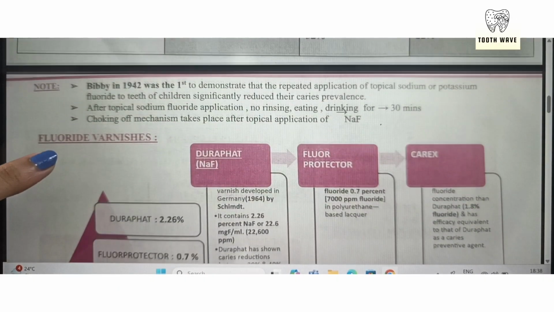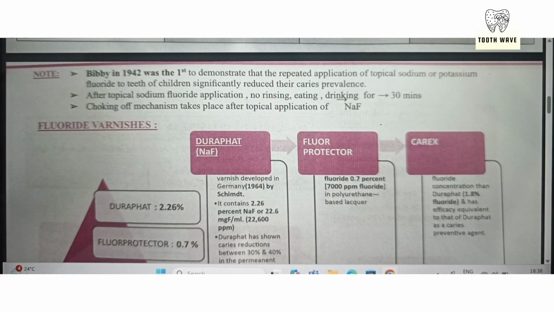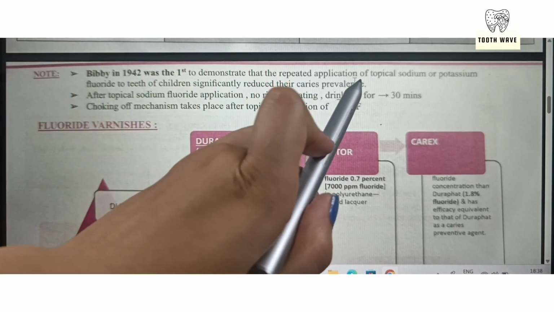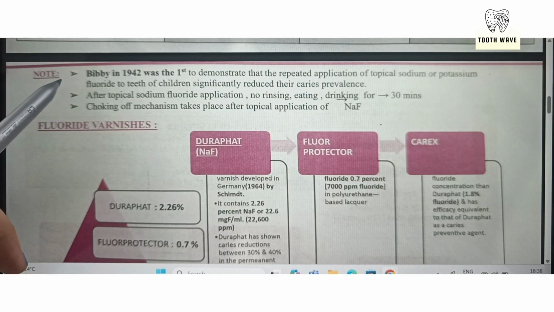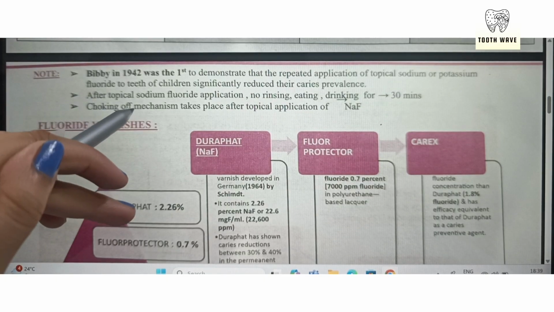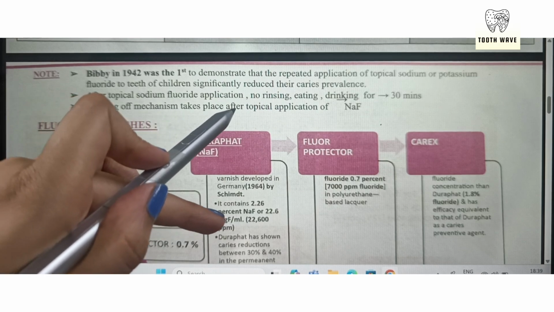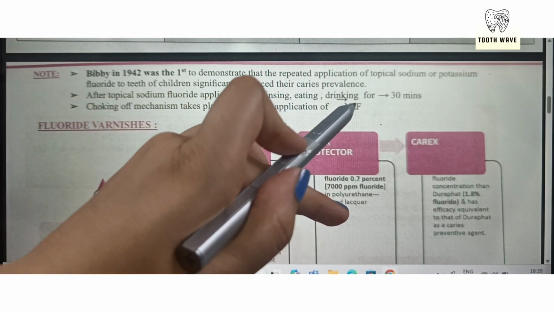Now note that Bibby in 1942 was the first to demonstrate that the repeated application of sodium or potassium fluoride to teeth of children significantly reduced their caries prevalence. This is also a question in your pulse, so do remember. And also the choking off mechanism takes place after topical application of sodium fluoride.